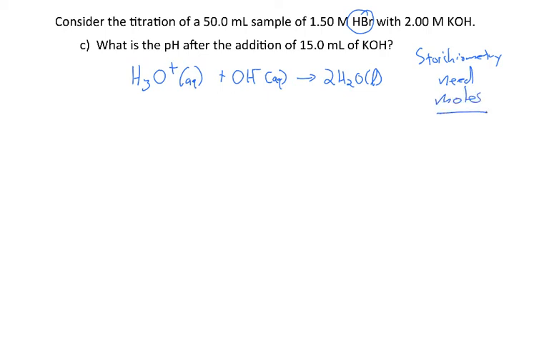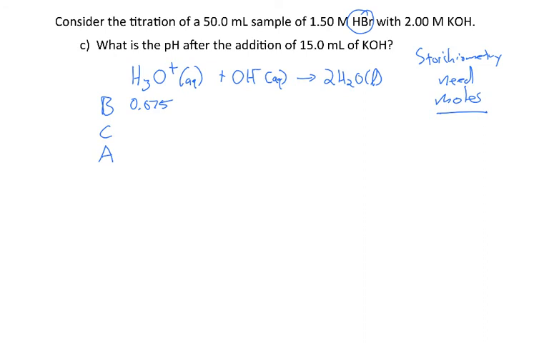And I like to build a little table to keep track of what's going on. It looks kind of like an ICE table, but it's not exactly an ICE table, so I like to call it a before, change, and after reaction table. So to get the moles of acid, we actually already did that in the previous problem. So I know that I have 0.075 moles of strong acid.